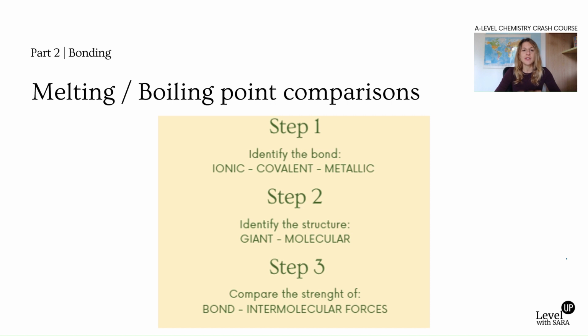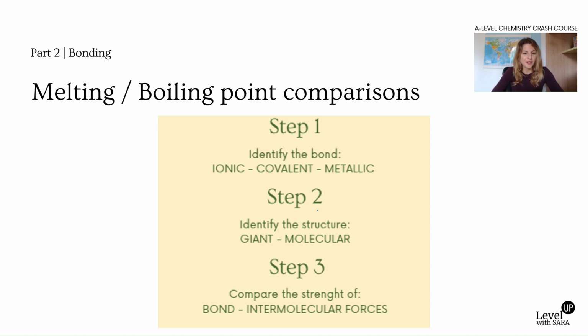So we're talking about melting and boiling point comparison, and we are normally asked to compare different types of molecules or compounds or structures. So the first thing to identify is which type of bond are we comparing? Is that ionic, covalent or metallic bond? Once you know that, you can think about it as a giant or a molecular structure. And then you need to compare the strength of either the bond.